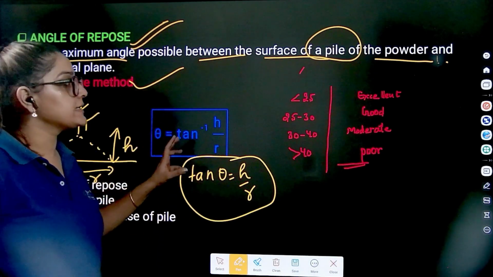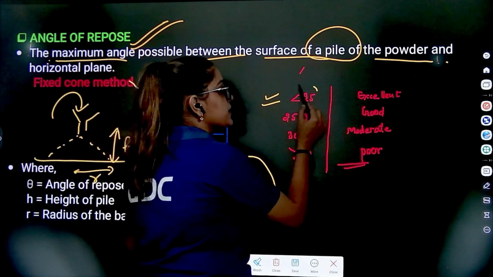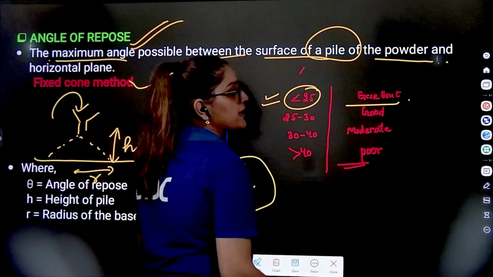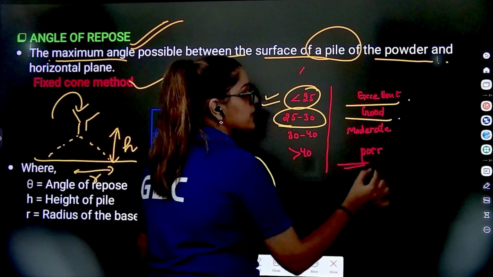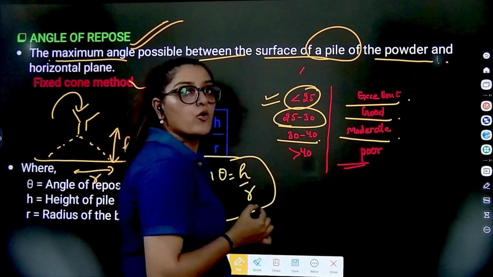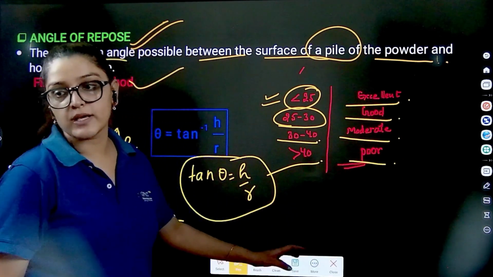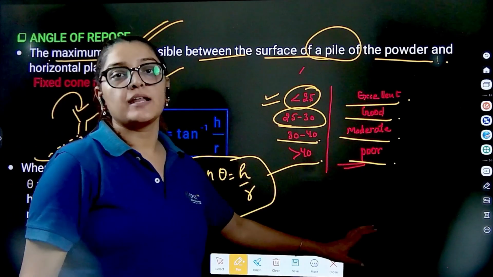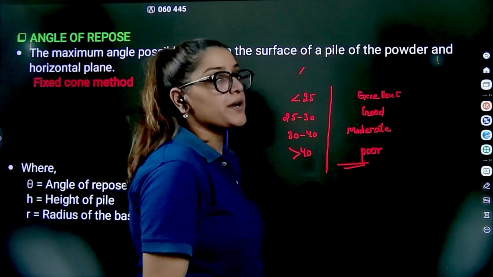Similar to Carr's index and Hausner ratio, we have the value as less than 25 offering the excellent flow, 25 to 30 offering the good flow, 30 to 40 offering the moderate flow, and greater than 40 we have poor flow. Please try to remember these values. These are really important.